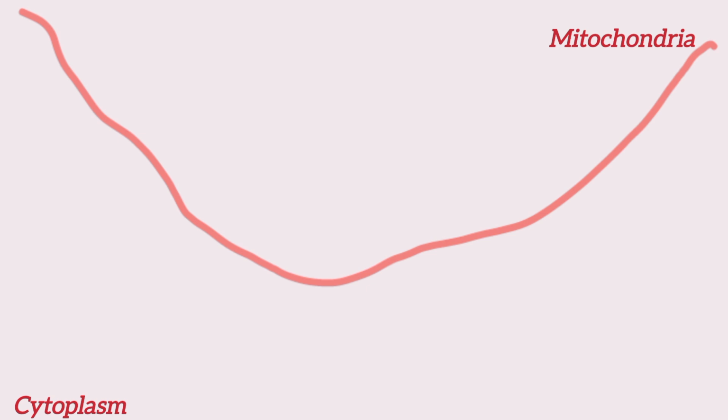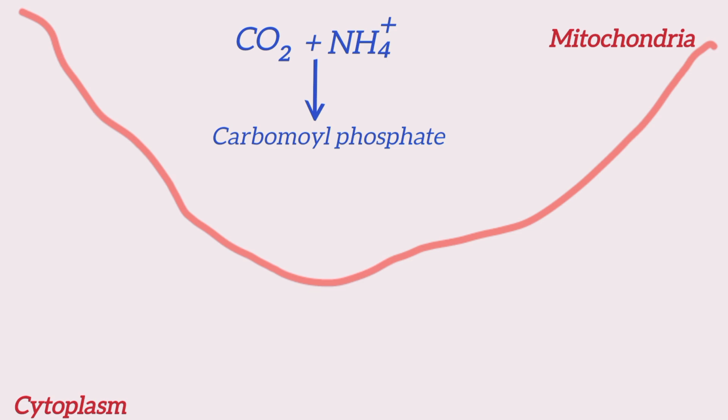The starting materials in this cycle are carbon dioxide and ammonium ion. Carbon dioxide combines with ammonium ion to form carbamoyl phosphate. In this reaction, 2 ATP are utilized. This reaction is catalyzed by carbamoyl phosphate synthetase 1, and this step is known as the rate-limiting step in the synthesis of urea. Carbamoyl phosphate synthetase 1 is known as the rate-limiting enzyme in the synthesis of urea.